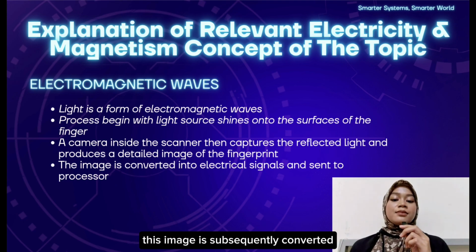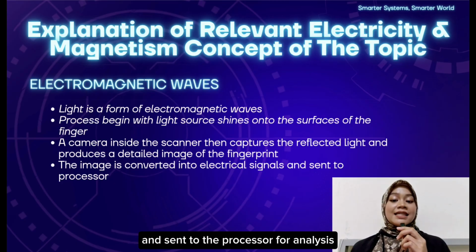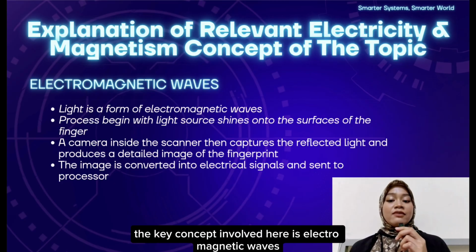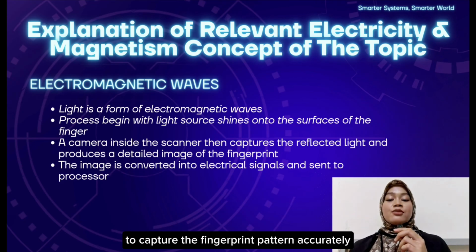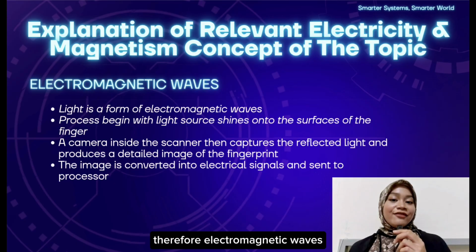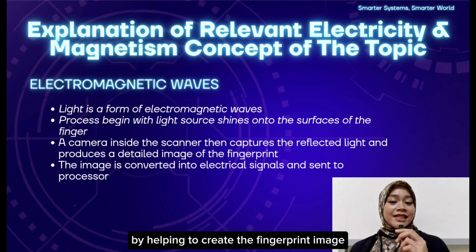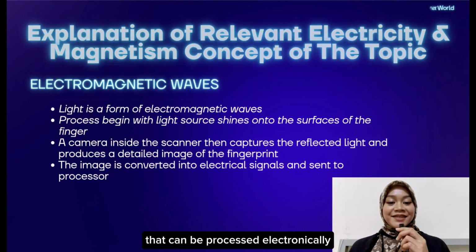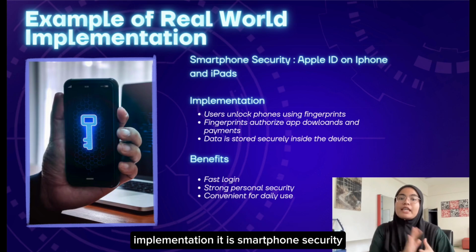This image is subsequently converted into electrical signals and sent to the processor for analysis and identification. The key concept involved here is electromagnetic waves. Light is a form of electromagnetic waves, and it enables the scanner to capture the fingerprint pattern accurately. Therefore, electromagnetic waves play an essential role in optical fingerprint scanners by helping to create the fingerprint image that can be processed electronically. So let's move forward to a few examples of real-world implementation.